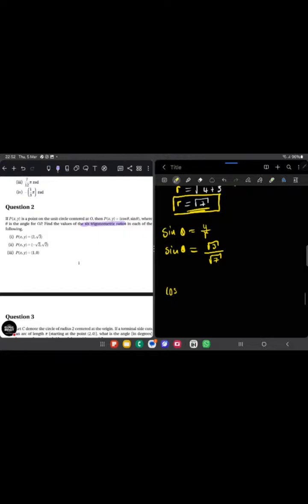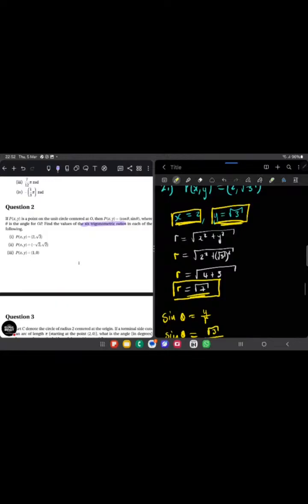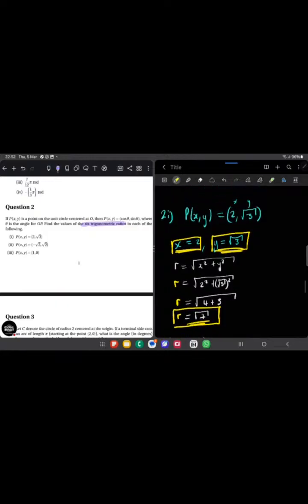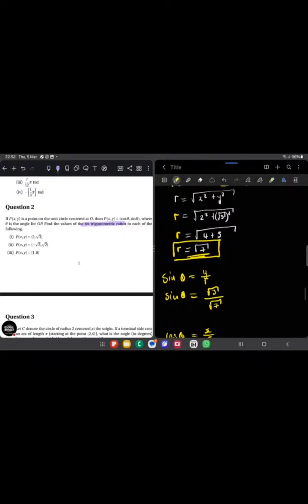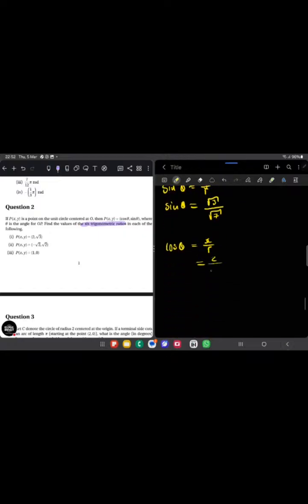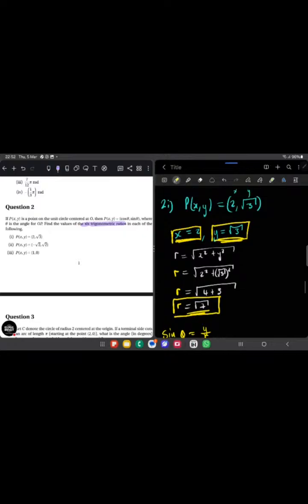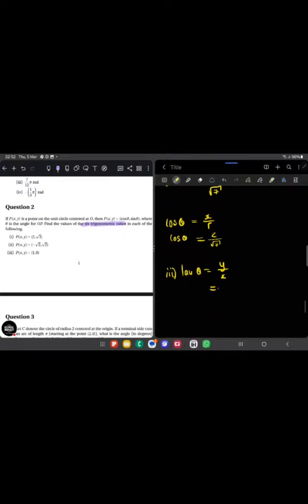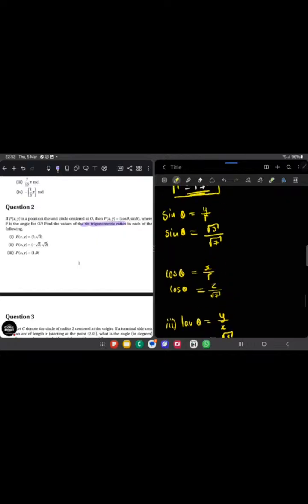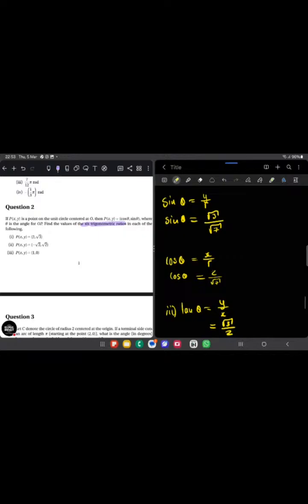Then you can say, what is my cos theta? Cos theta is equal to x over r. What is my x? 2 over r, root 7. So it's going to be 2 over root 7. This is going to be your cos theta. Then the third one, what is my tan theta? Tan theta is y over x, which is root 3 over 2. So it keeps going like that. Can you understand? Isn't this simple?